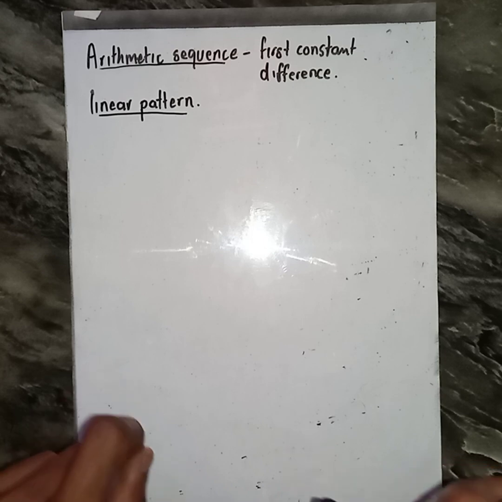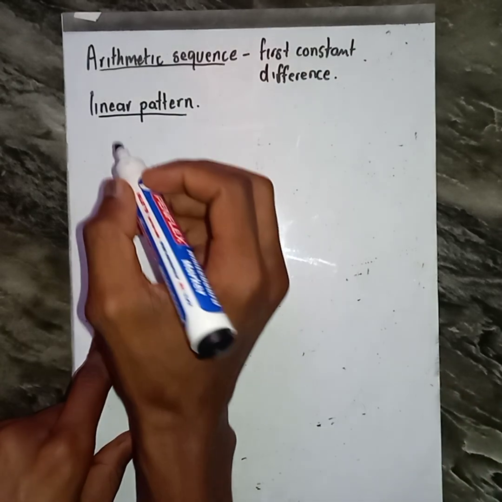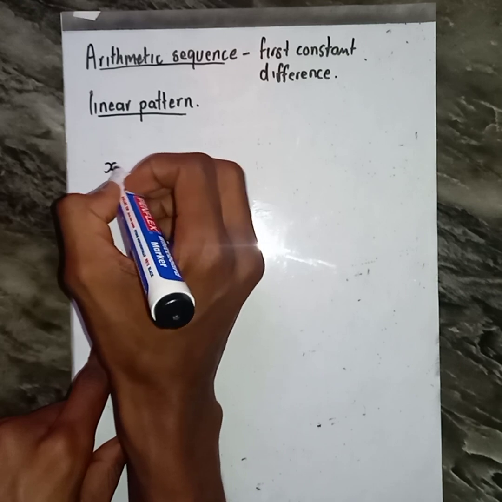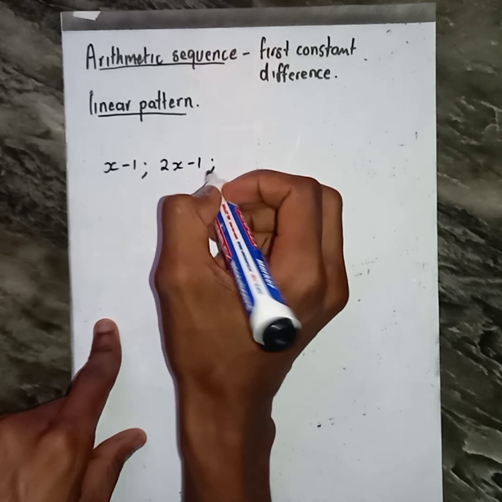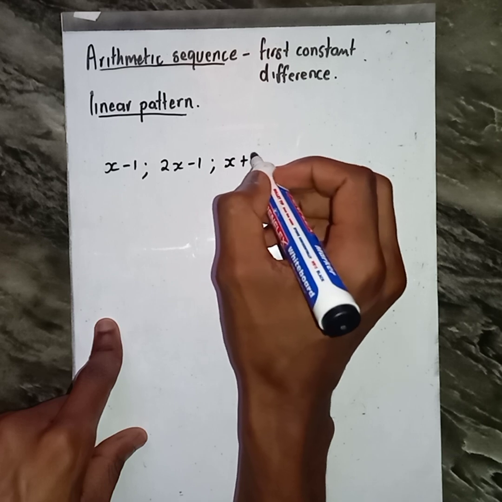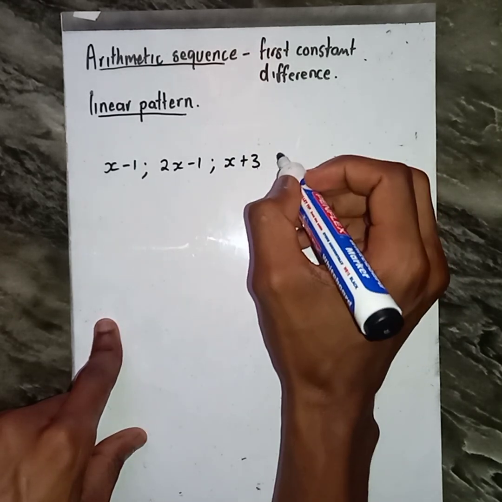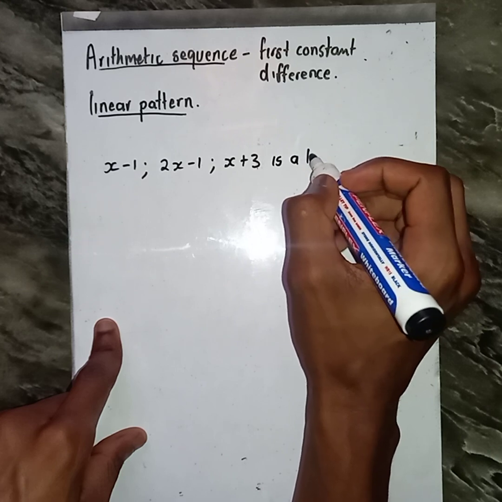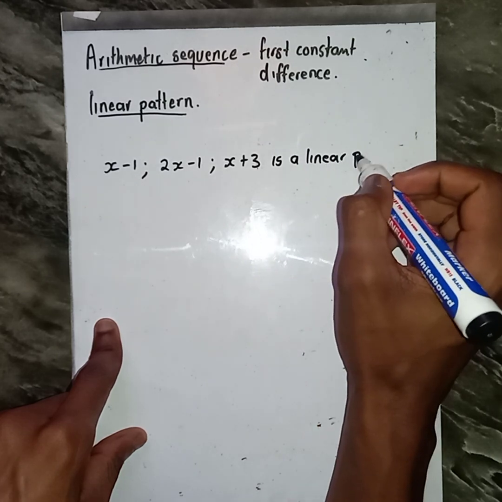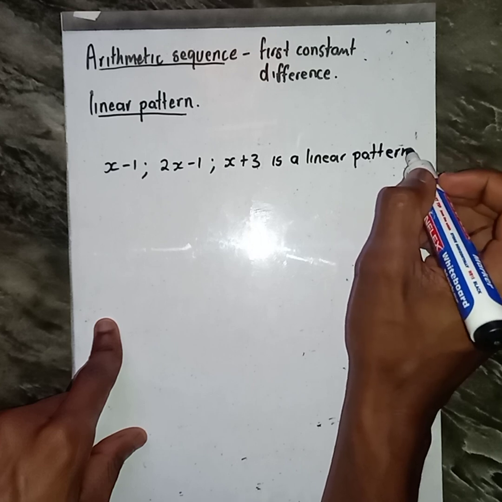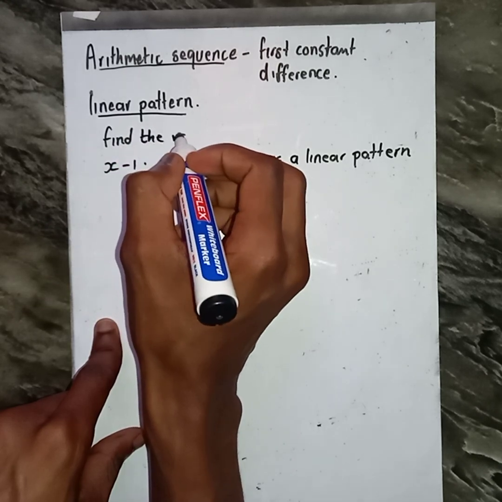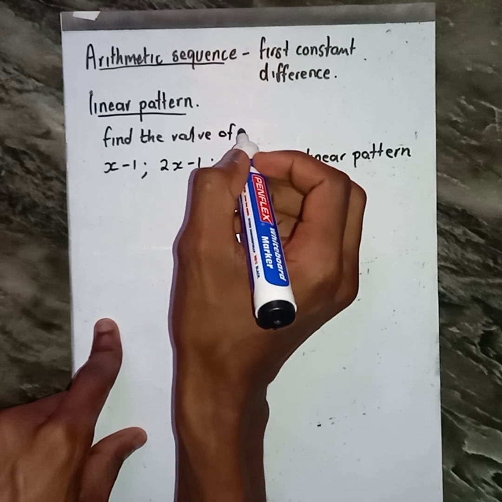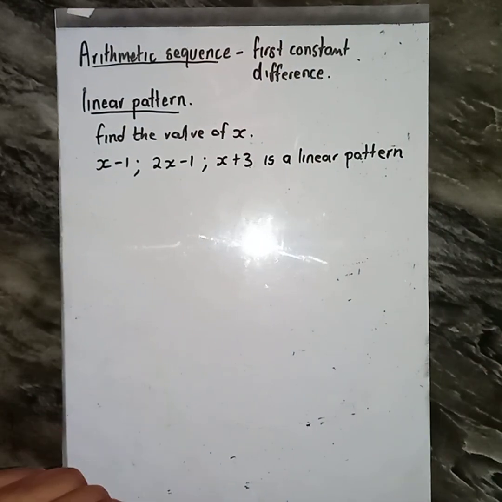Now what I'm going to do from here, I'm going to give you this sequence. Suppose now I give you this sequence: 2x minus 1, x plus 3. I say to you, this sequence is a linear pattern. I then ask you to find the value of x.